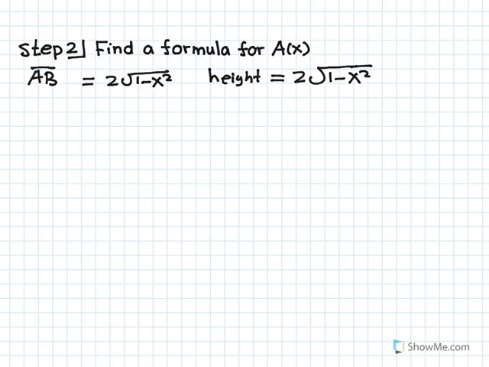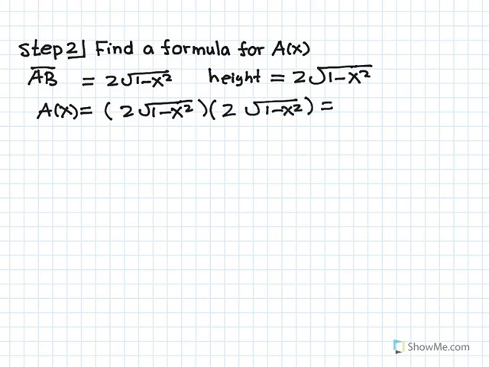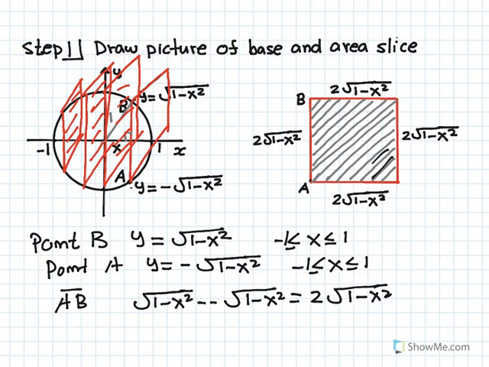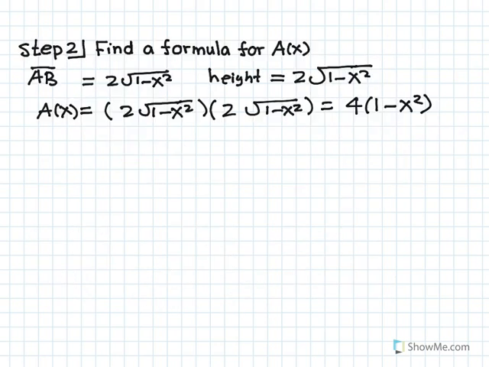And since the area slices perpendicular to the x-axis are squares, the cross-sectional slice A of x is equal to the length of the base times the height. They're both equal to each other because it's a square, so 2 root 1 minus x squared times 2 root 1 minus x squared. If we simplify this, we get 4 times 1 minus x squared. And this is in fact the area of the slice here. This area of this square cross-section is 4 times 1 minus x squared.